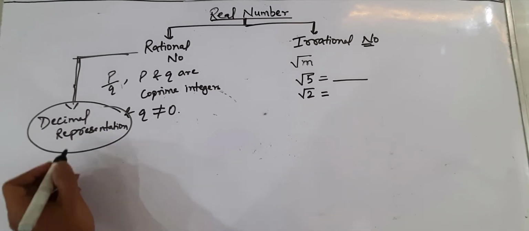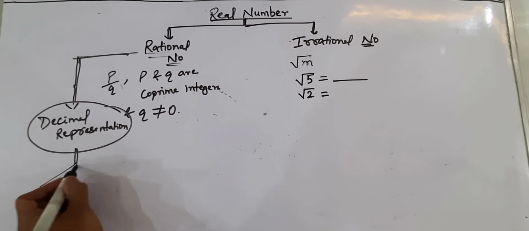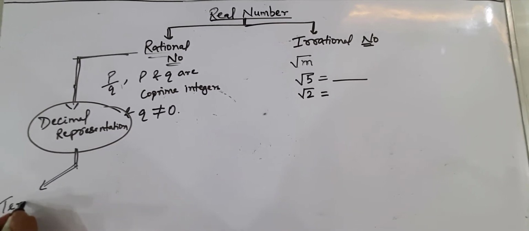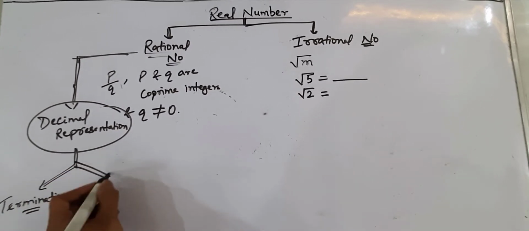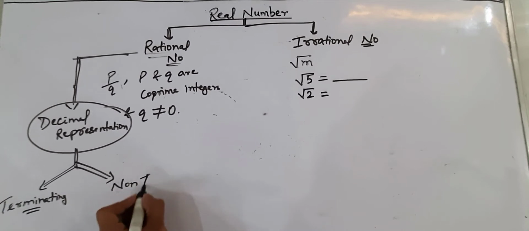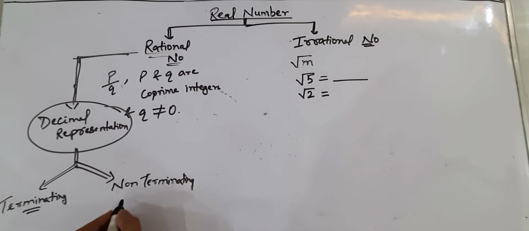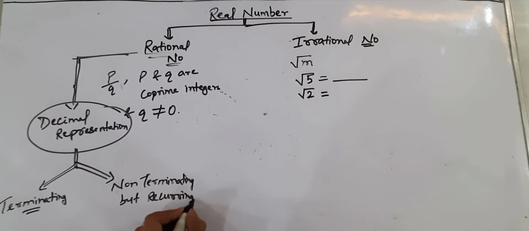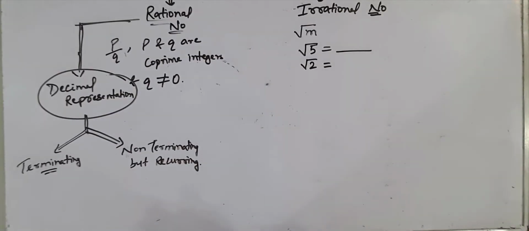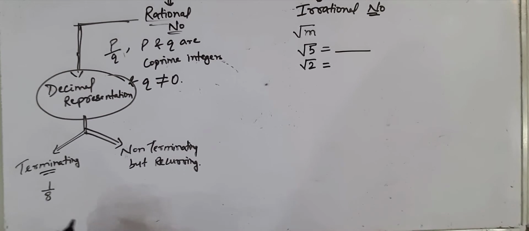So always remember, when a rational number is expressed in decimal form, its decimal representation can be terminating or it can be non-terminating but recurring. So if we take the example of terminating decimals, like when we divide 1 upon 8.